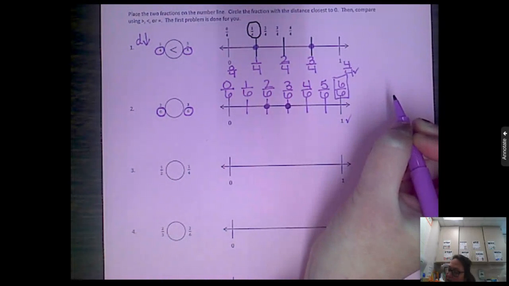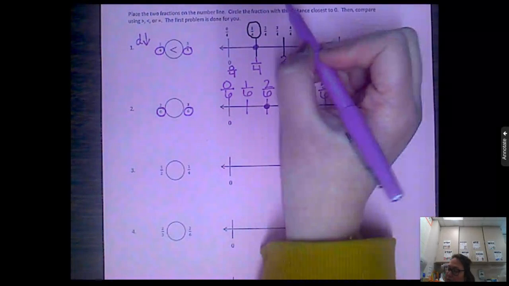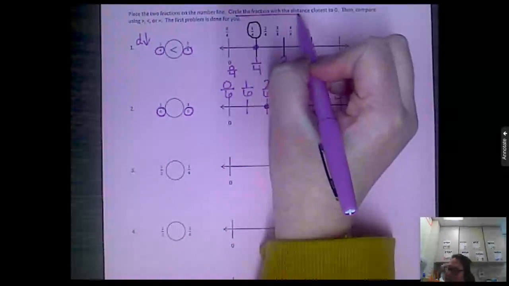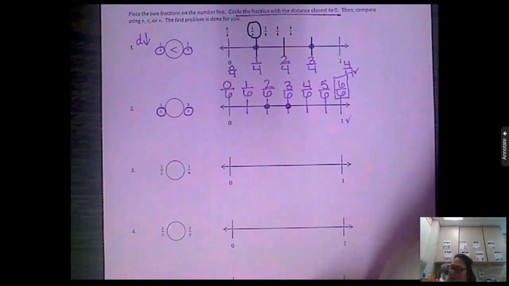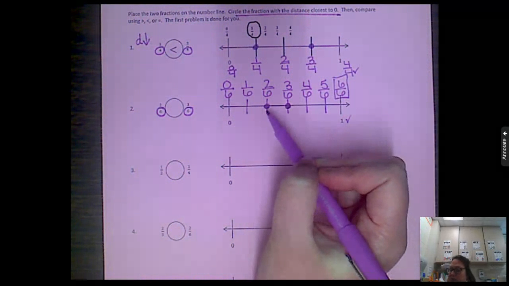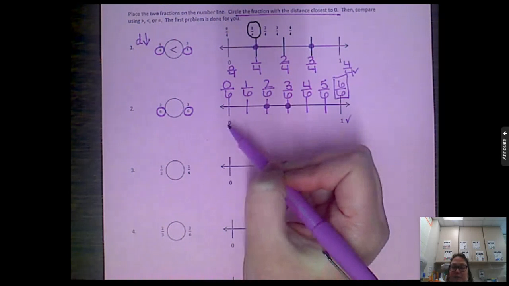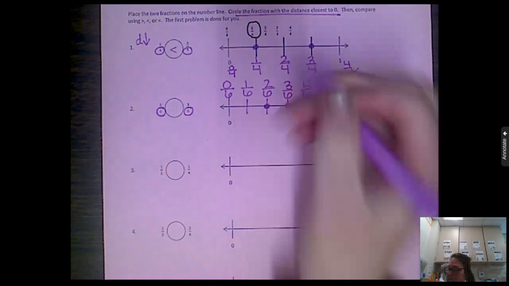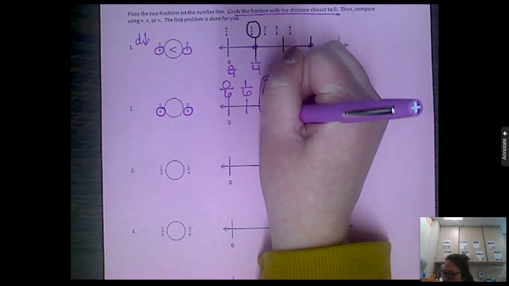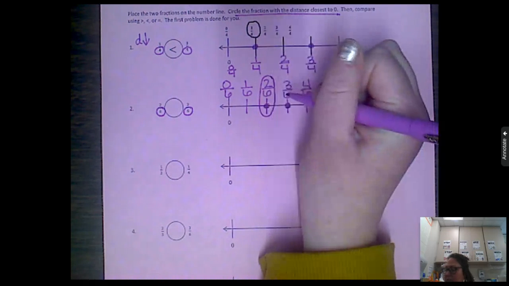Okay, and I want to know which fraction. So it wants me to say, circle the fraction with the distance closest to 0. Which one is closest to 0, 2/6 or 3/6? Which one is closest to 0? 2/6, right? So go ahead and circle it. 2/6 is closest to 0.